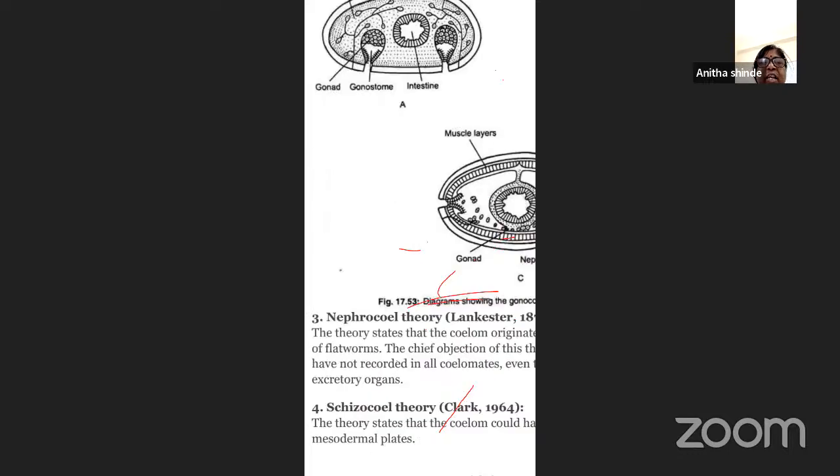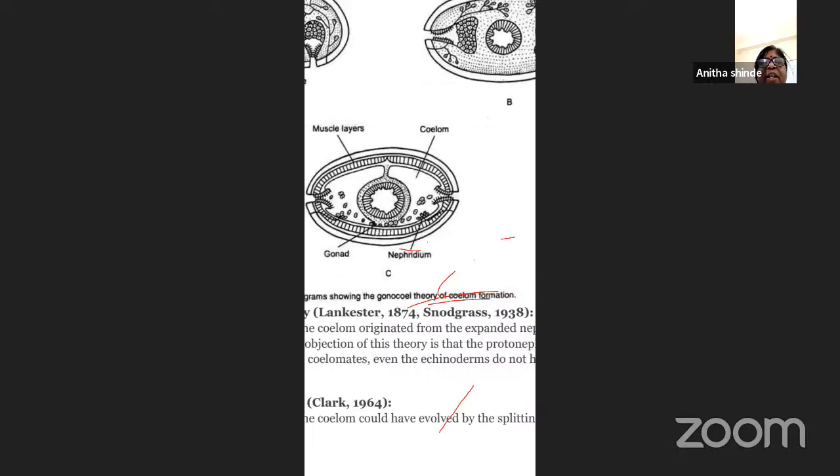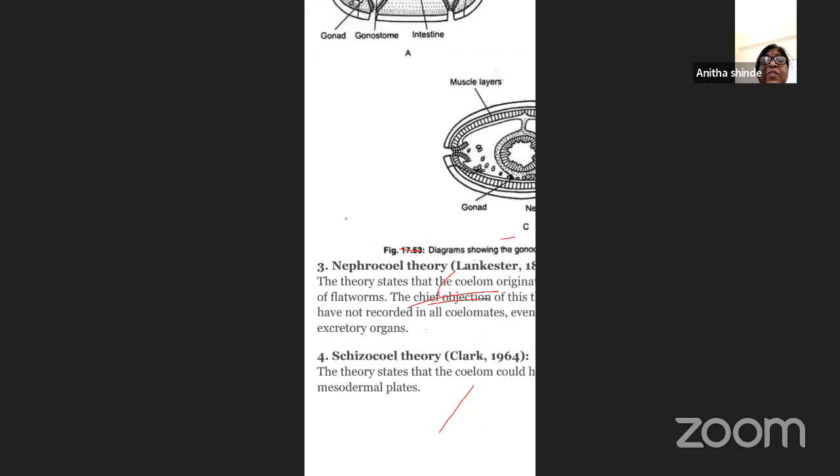Then next you have the nephrocoel theory. They say that the coelom originates from the expanded nephridia. This they have given in the form of flatworms. First they observed this in flatworms, that is platyhelminths, and according to them the coelom originates from the nephridia, because in flatworms we see the nephridia. Nephridia are the excretory organs of most flatworms. So according to some scientists like Lancaster, the coelom originates from the nephridium.